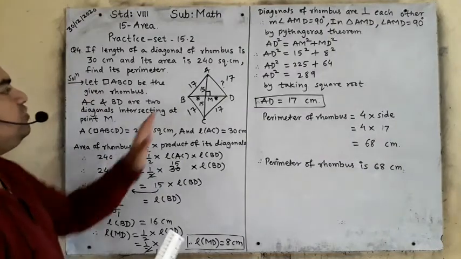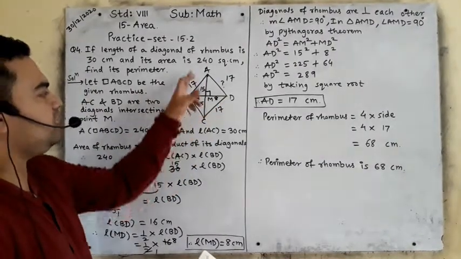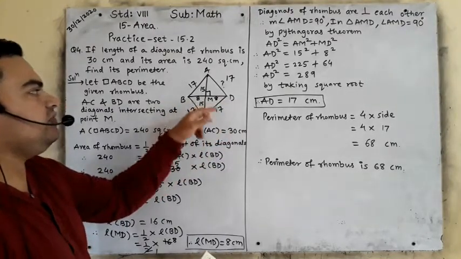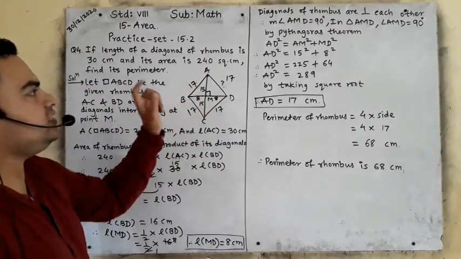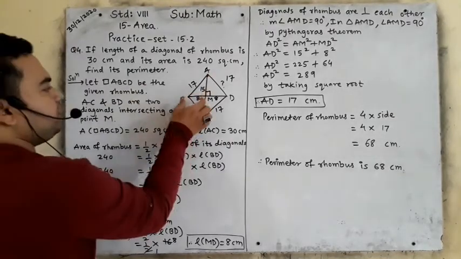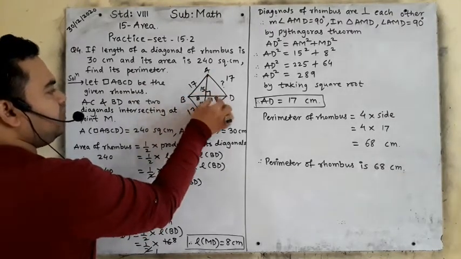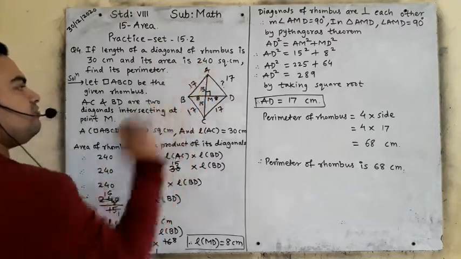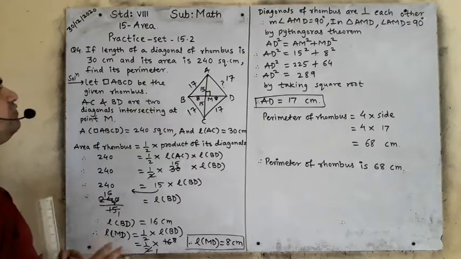With the same method, you will draw a rough figure of the rhombus ABCD. AC diagonal, BD diagonal, they bisect each other and are perpendicular to each other. So you will use Pythagoras theorem only. We know that BM is half of BD, or MD is half of BD, AM is half of AC, or MC is half of AC. This is everything we know very well.